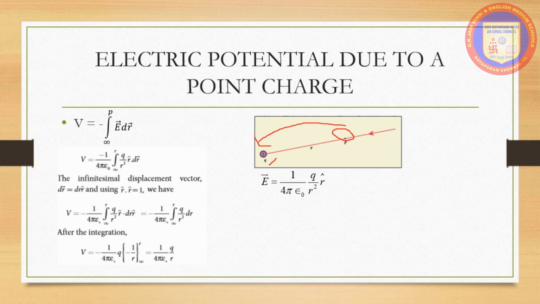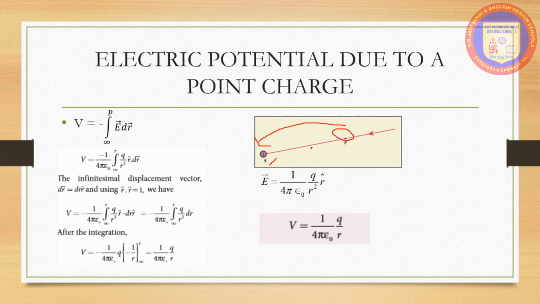The infinitesimal displacement vector dr vector is equal to dr into r cap, and using r cap dot r cap is equal to 1, we have V is equal to minus 1 by 4 pi epsilon naught integral infinity to r Q by r square into dr. After the integration, V is equal to minus 1 by 4 pi epsilon naught into Q into minus 1 by r, applying the limits infinity to r. So 1 by infinity will be 0. So the final answer will be equal to 1 by 4 pi epsilon naught Q by r.